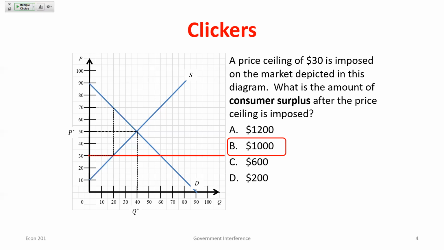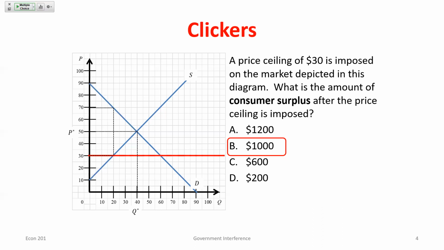It stops at, well, at this price, the last unit supplied would be 20. So I would take that difference, 70 to 30. That's the length of my rectangle. The width of my rectangle goes from 0 to 20. So 20 times 40 should give me 800.